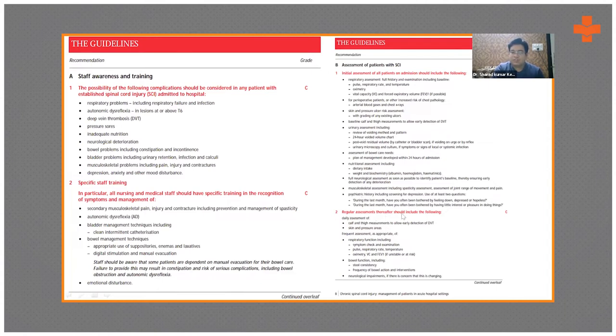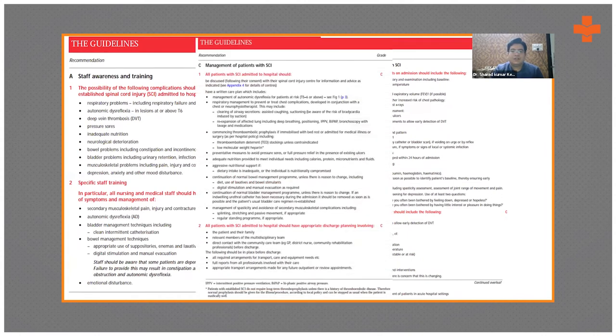Regular assessment thereafter should continue, in the form of calf and thigh measurement to rule out DVT, looking for skin and pressure changes in pressure areas, frequent assessment of respiratory function and bowel function, and neurological impairment if it is progressive. And always follow a written protocol, wherein you have a written care plan, where if the patient is at risk for AD, you have to advise on the management of AD, informing both the caregiver as well as the rehabilitation nurses.